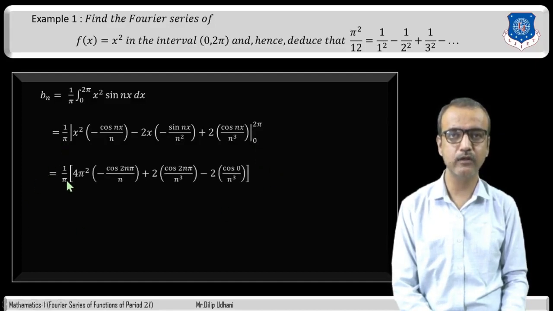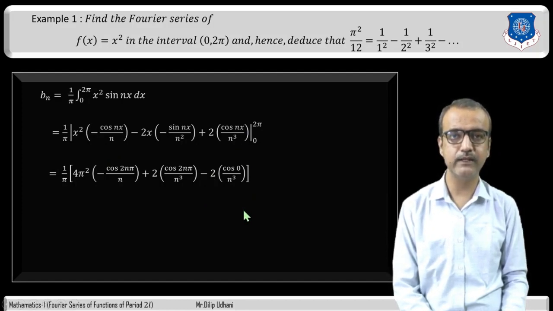So here it is 1 upon pi into bracket, replacing x by 2 pi, and 2 pi square is 4 pi square, and after minus, this one will become cos 2n pi divided by n. Then this term will become 0, as the value of sin 2n pi is 0. Then 2 will be as it is, and cos 2n pi, divided by n cube. And for the lower limit 0, the first and second terms will become 0, and then minus sign, then 2 cos 0 divided by n cube.